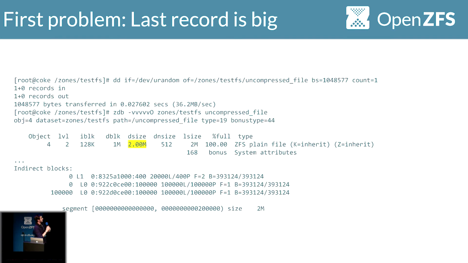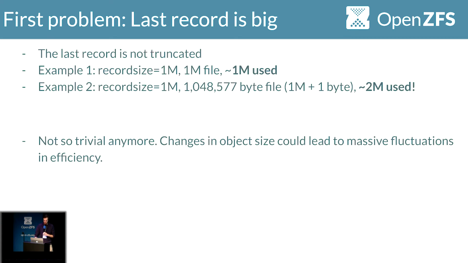But then if we write 1 more byte to that same uncompressed file in its uncompressed file system, suddenly the size on disk becomes 2 meg. Even though we're storing 1 meg plus 1 byte of user data, we are taking 2 meg of space on disk. That's like 50% efficiency. You went from really good efficiency storing exactly 1 meg to taking 2 megs to store effectively 1 meg of data. That was really scary. The last record wasn't truncated.